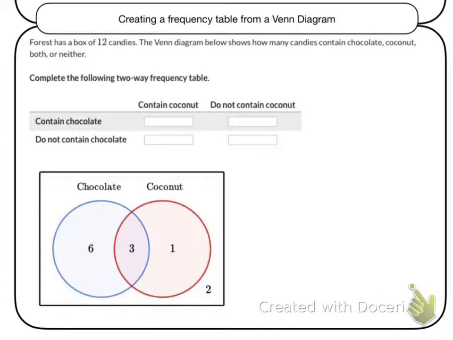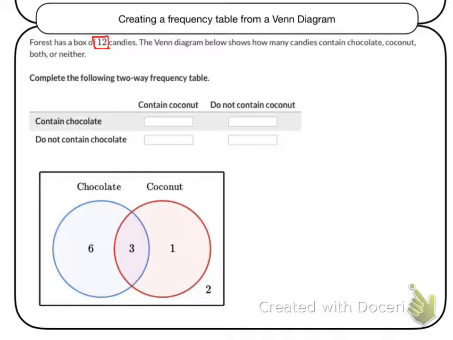All right, now creating a frequency table from a Venn diagram. So Forrest has a box of 12 candies. I'm going to box 12 because I know the total amount of candies in this box is 12. If you get a number less than 12, or a number greater than 12, then you know your math is a little wrong. The Venn diagram below shows how many candies contain chocolate, coconut, both, or neither. So let's complete this two-way frequency table.